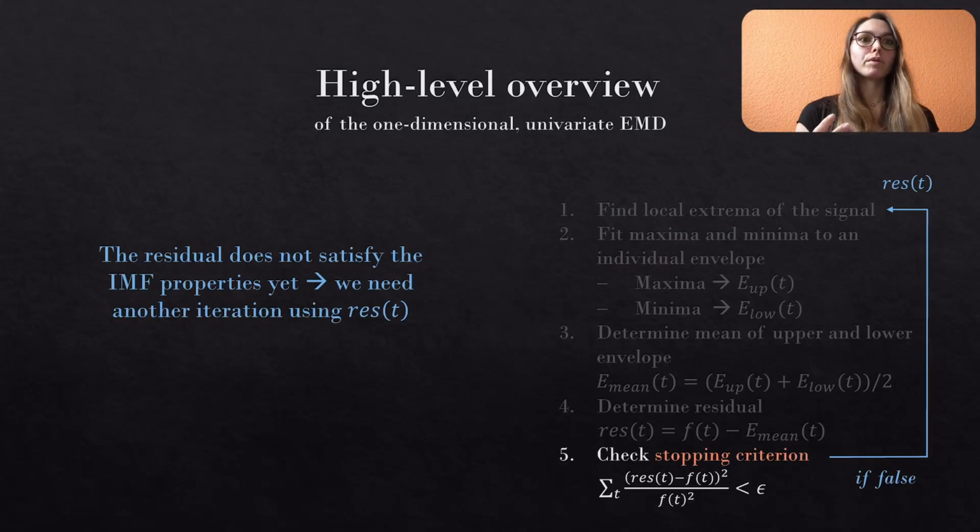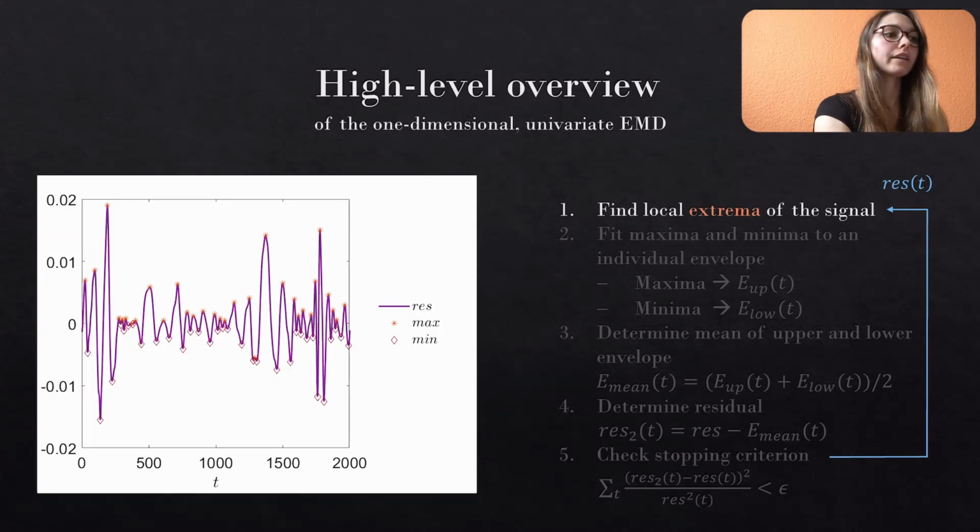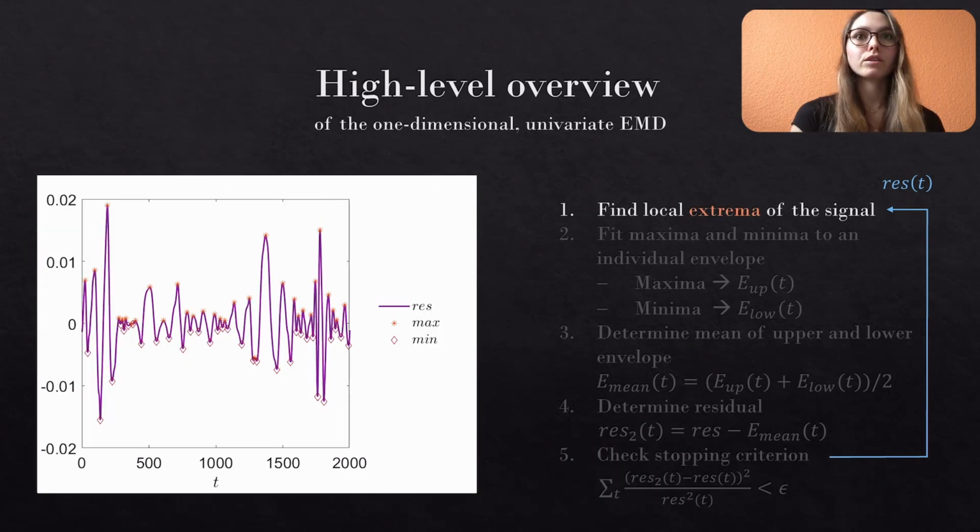So if the stopping criterion is not satisfied, so this expression here is false, we repeat the process with the residual until the stopping criterion is fulfilled. Let's go through this procedure once again to make sure that you get all the necessary steps by heart. Again, we determine the extrema of our signal. You see here that we are using the residual that was the outcome of the first iteration.